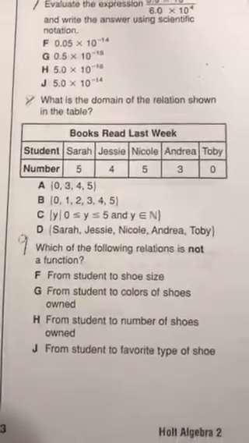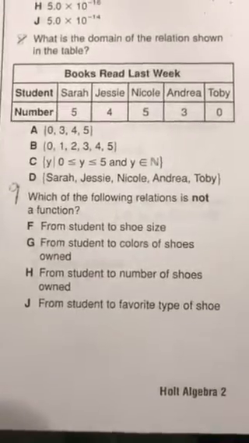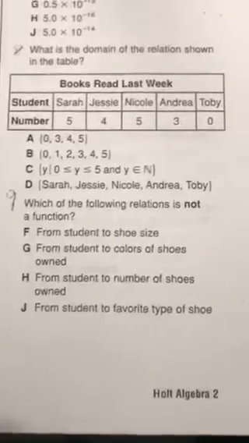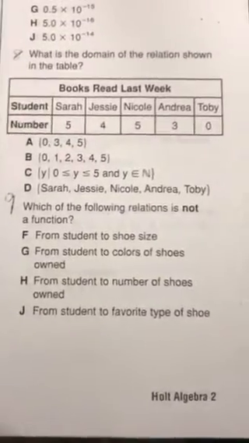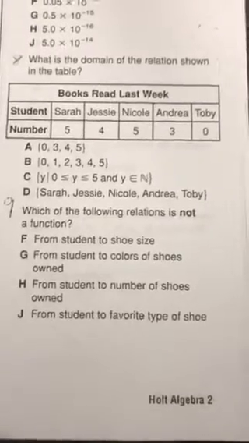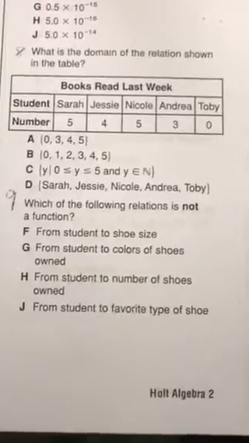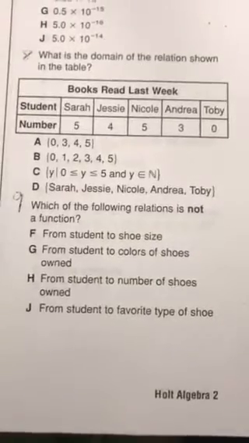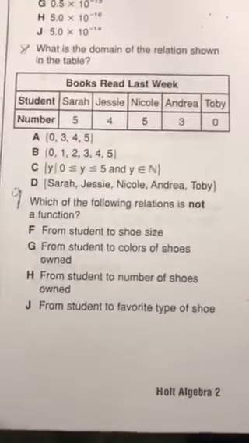All right, number 9. Which of the following relations is not a function? Now this is key. This is not a function. A student's to shoe size. A student to colors of shoes owned. Do you have more than one color of shoes? Yeah, I do. From student to number of shoes owned.